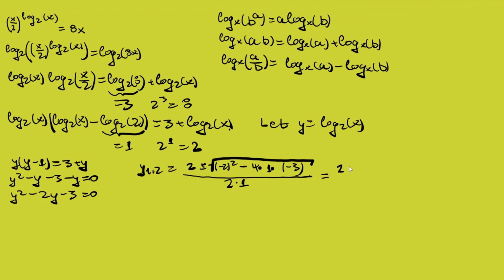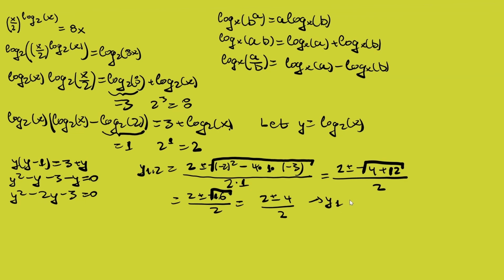Or we thus obtain 2 plus minus square root of minus 2 squared, which is 4. Then we have minus 4 times 1 times minus 3, which is plus 12. And we have to divide it by 2 times 1, which is 2. Or we get 2 plus minus square root of 16 over 2, which is 2 plus minus 4 over 2. Therefore, the first solution, y1, is 2 plus 4 over 2, which is 6 over 2, or 3. And the second solution is y2 equals 2 minus 4 over 2, which is minus 2 over 2, or minus 1.